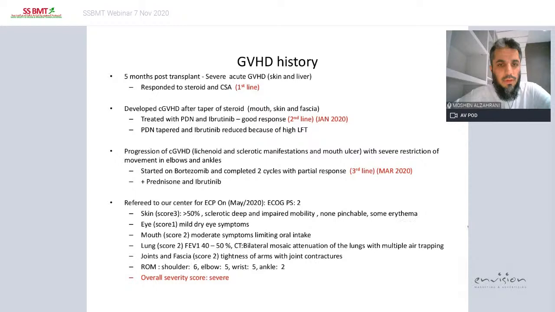Lung scored 2, FEV1 was 40 to 50%. CT showed bilateral mosaic attenuation of the lungs with multiple air trapping. Joints and fascia scored 2 with tightness of arms and joint contractures. The range of motion, shoulder was 6, elbow 5, wrist 5, ankle 2. This was according to the NIH scoring. So overall severity was severe with multi-organ involvement.